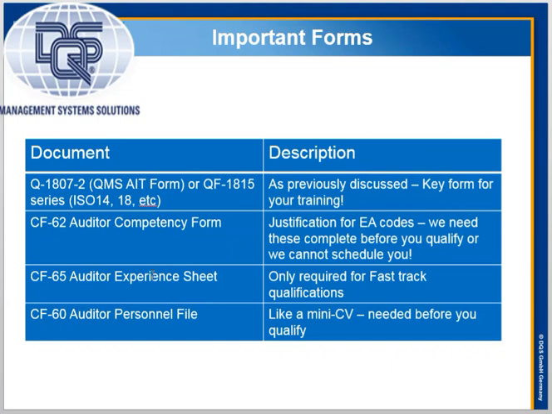QF65 is the auditor experience sheet. We talked about that on the Candidate Auditor Path. If we're fast tracking you based on previous audit experience, you need to complete this or have an audit log. And QF60 is your auditor personnel file. This is like a mini CV. You need to give us this before you qualify as an auditor. It's part of your qualification package, so if we don't have it, we cannot qualify you.